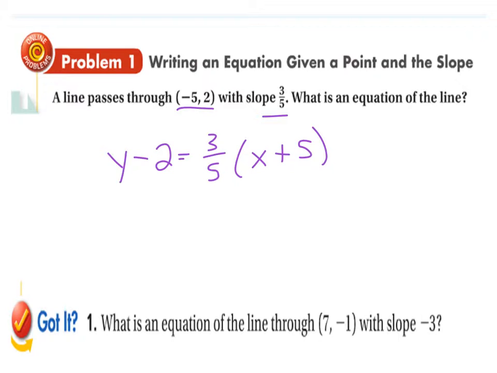Again, there's a question here at the bottom. You can give that one a shot. If you want to pause it while you do that, then I'll go ahead and work through it next. So this one you should have gotten y plus 1 equals negative 3 times x minus 7. Again, notice there with the negative 1, y minus a negative 1 would be the same as y plus 1.